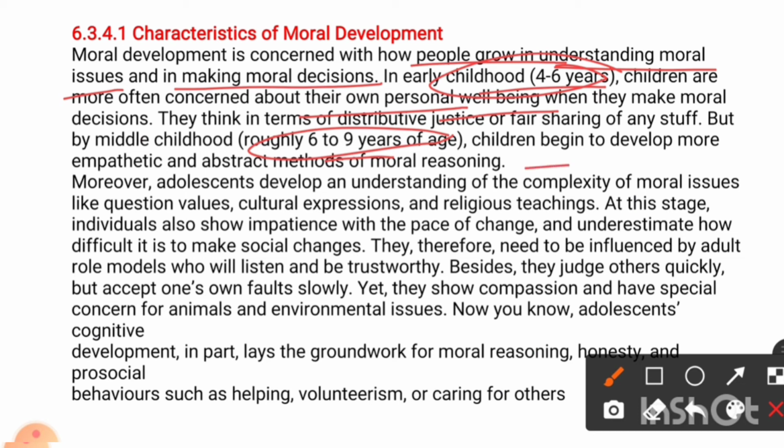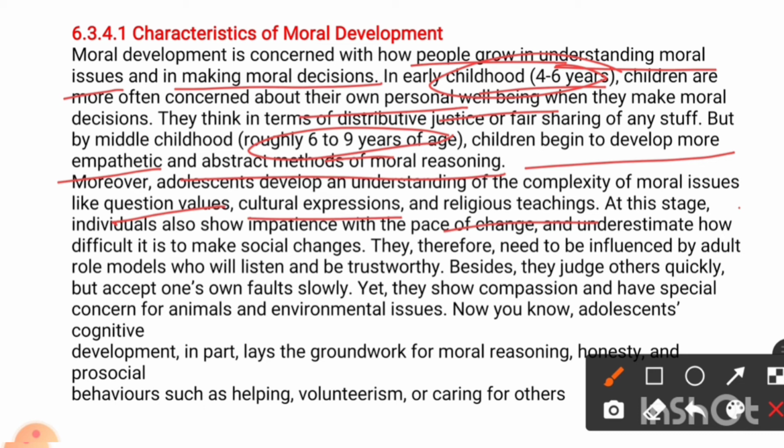Children begin to develop a more empathetic and abstract method of moral reasoning at the age of 6 to 9. Moreover, adolescents develop an understanding of the complexity of moral issues like values, cultural expression, religious teachings, etc. At this age, the child understands what is culture, what is society, what is religion.